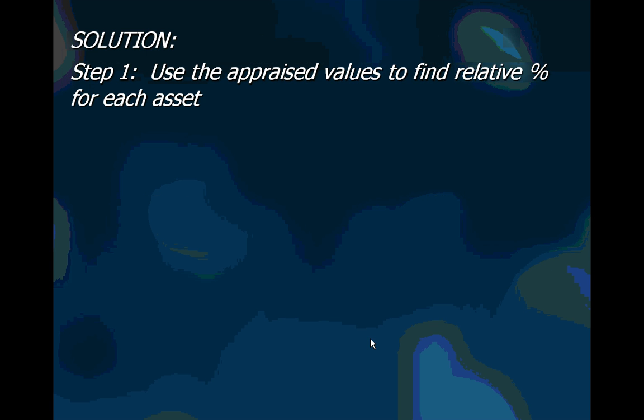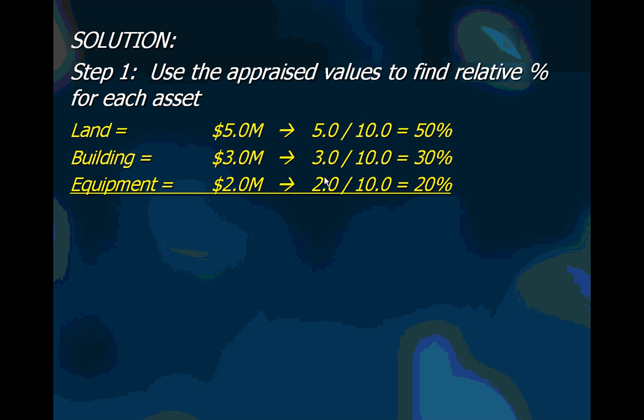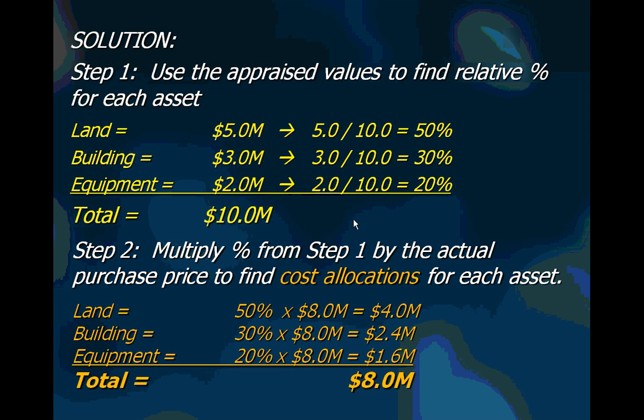All right, the solution would be find the appraised values, use the appraised values to find relative percent for each asset. So 5 million divided by 10, they added up to 10, you got to see that, is 50%. This is 30%. Oh, these proportions look familiar. This one is 20%. I've given you very nice round numbers here. We know the total is 10 million, and so 5 divided by 10, 50, and so on and so forth. Now down here, Facebook actually paid 8 million, so they take that 50% times 8, you get 4 mil. 30% times 8, you get 2.4 mil, and so on. And of course, these three numbers here have to add up to 8 million, and they do. And that's the actual purchase price.